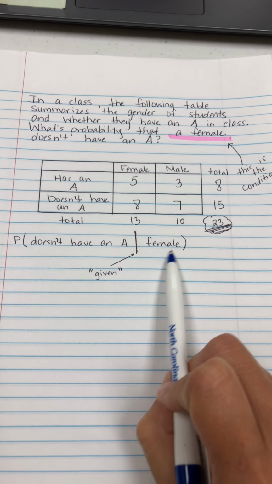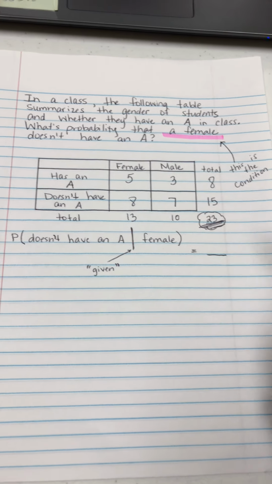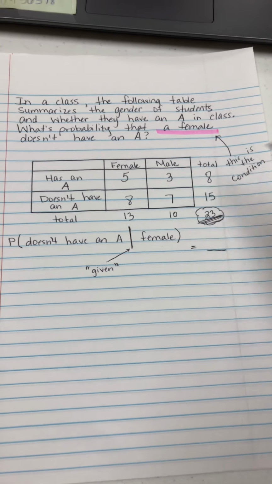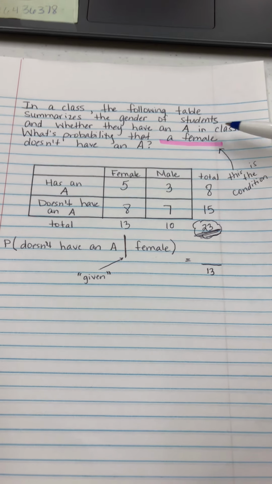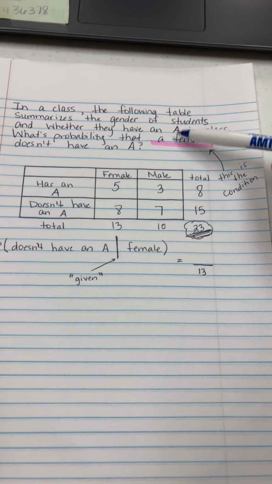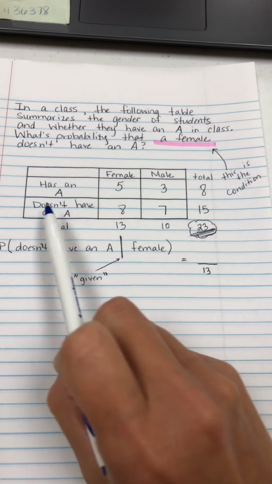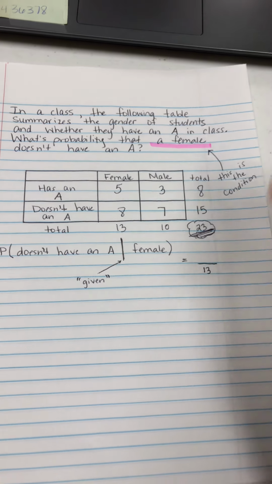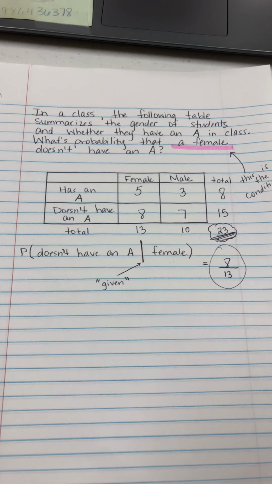So what I'm going to do is I'm going to use this condition. Instead of 23 students as my sample space, we're really only picking from the group of females. So my denominator or my sample space in this example is 13. Out of the 13 females in this class, what's the probability that you pick somebody that doesn't have an A? Well, the number of females that do not have an A in the class is 8. So that means that 8 out of the 13 girls do not have A's.